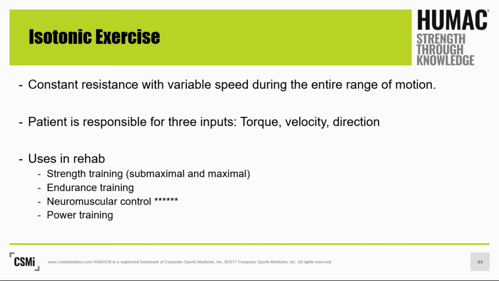In isotonic exercise, the resistance is constant with the variable speed throughout the range of motion. The patient now has to control the torque or force output, the velocity, and direction. In rehab, this is used for strength training sub-maximally in the early phases and then maximally in the later phases. It's also used for endurance training, as you can lower the resistance and increase the repetitions. On the machine, we're going to show you how you can use the software to do both of these, but also in a way that significantly enhances neuromuscular control and proprioception. I'm also going to show you how you can use the machine for power training and rate of force production in the later phases of rehab.